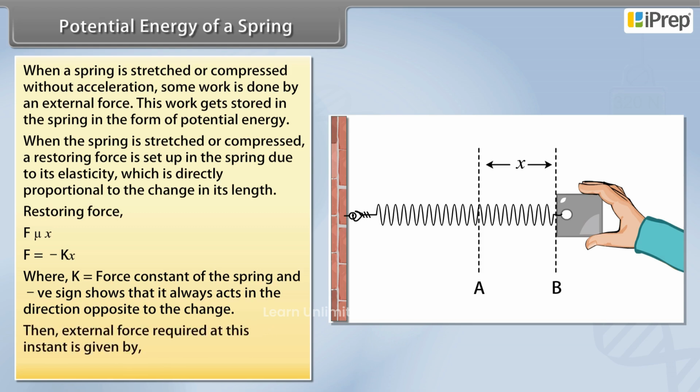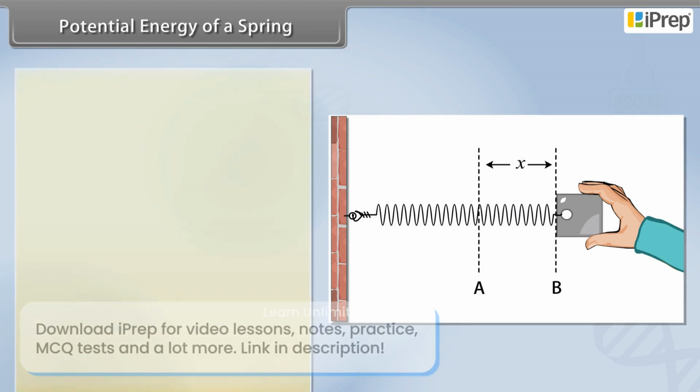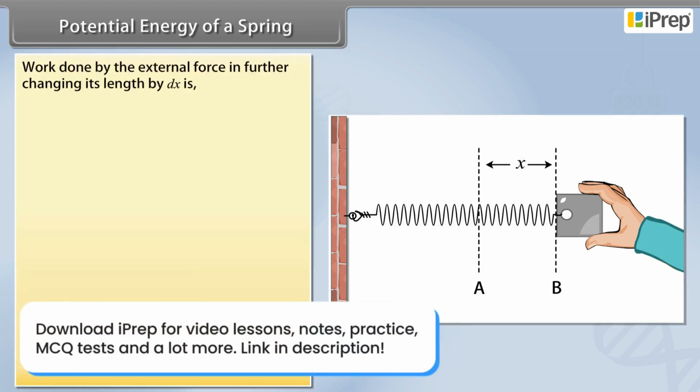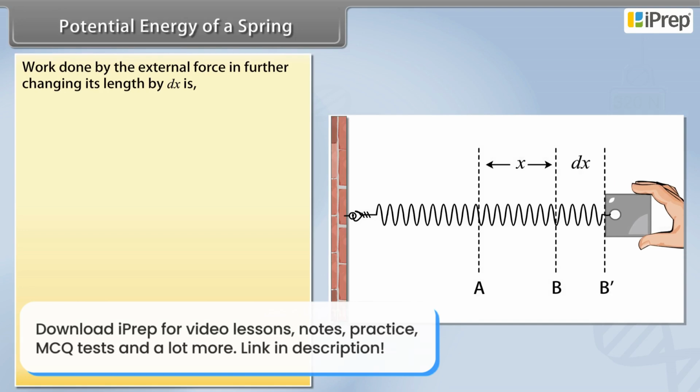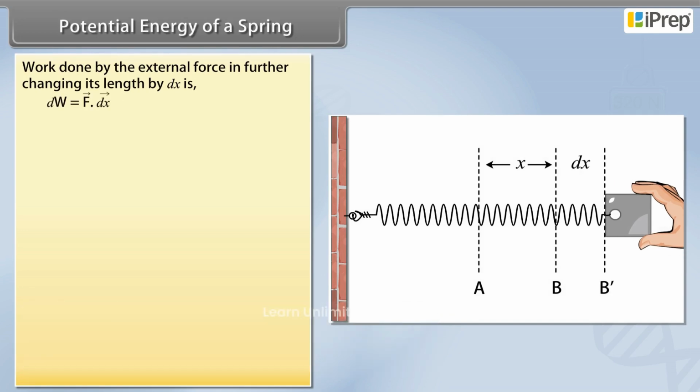Then, the external force required at this instant is given by F is equal to Kx. The work done by the external force in further changing its length by dx is dW is equal to the dot product of F vector and dx vector, or dW is equal to Kx dx.